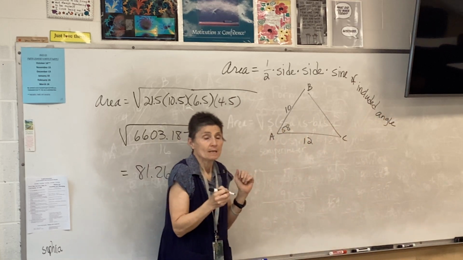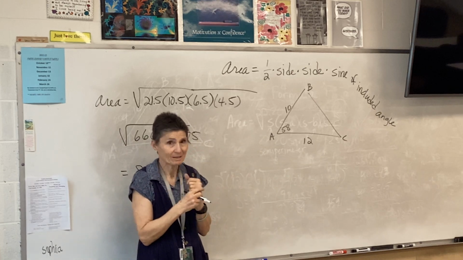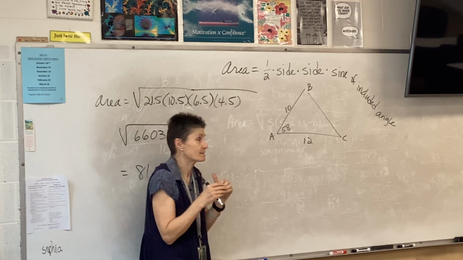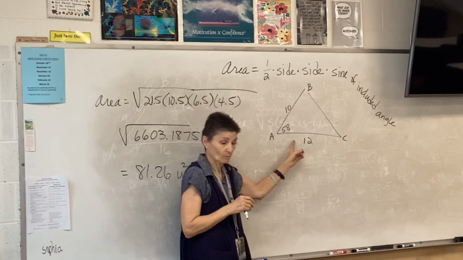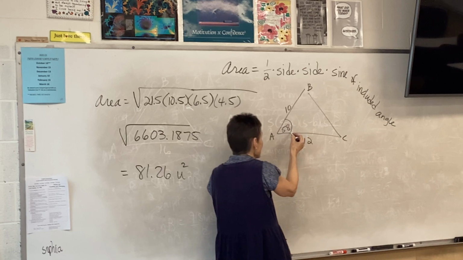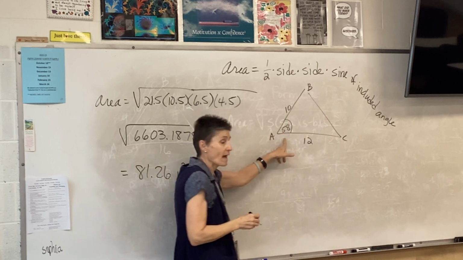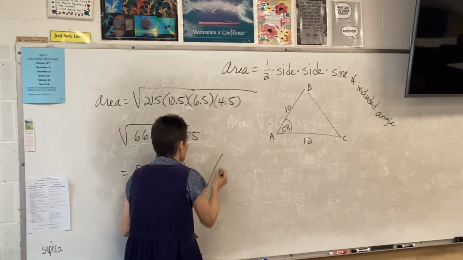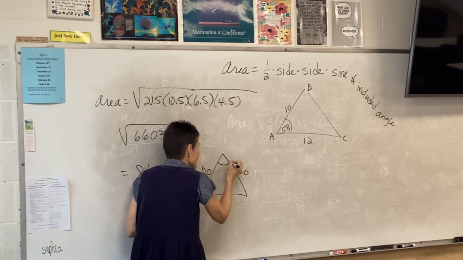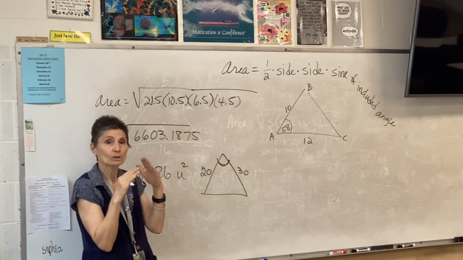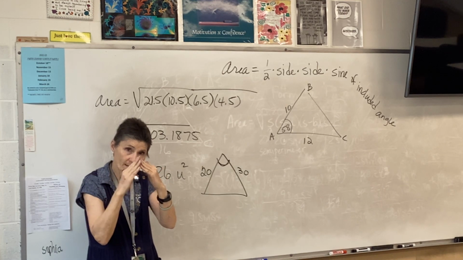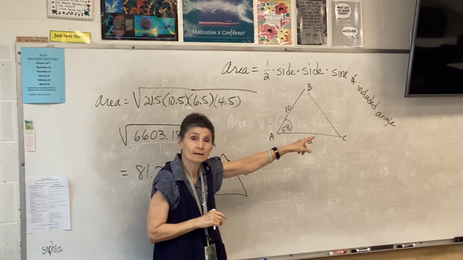Okay? Now, when we say included angle, we mean the angle that's between the 2 sides. So, for example, in this triangle right here, problem number 2, 58 is in between the 10 and the 12. So that is called the included angle. If this side was 20 and this side was 30, this would be the included angle. The included angle is the angle that the sides make. All right? And that's the angle in this formula.